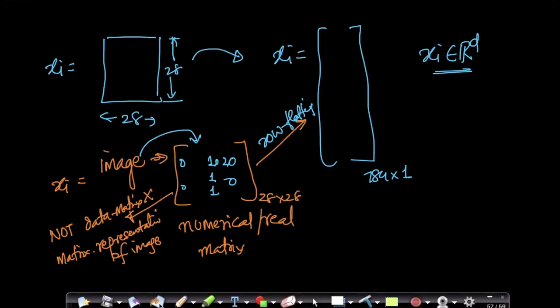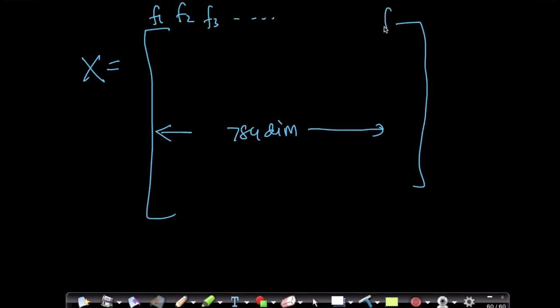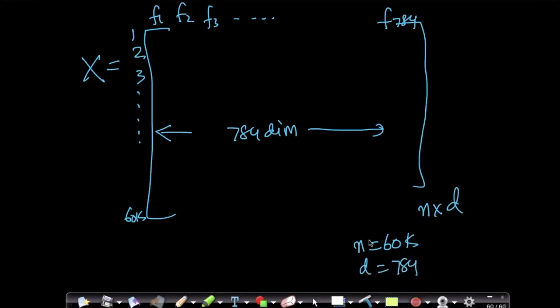Now how will my overall data set look? My overall data set, capital X, now has each image or data point as 784 dimensions, which means I have feature 1, feature 2, feature 3, so on and so forth, up to F784. If I take each pixel value as a feature, that's the simplest way to represent it. And I have 60k points. So my matrix here is n cross d, where n is 60k and d is 784, right?